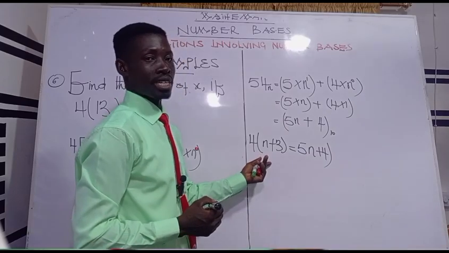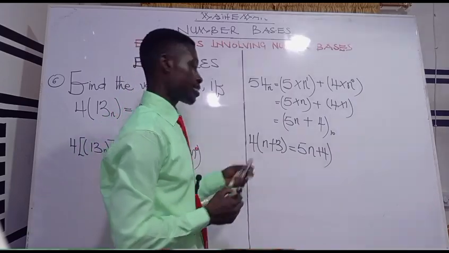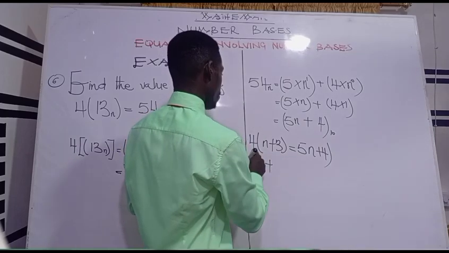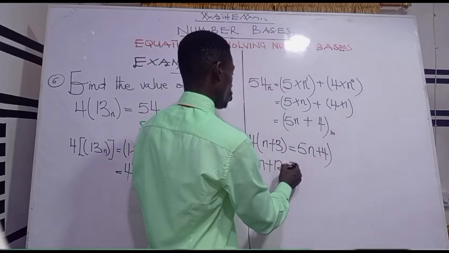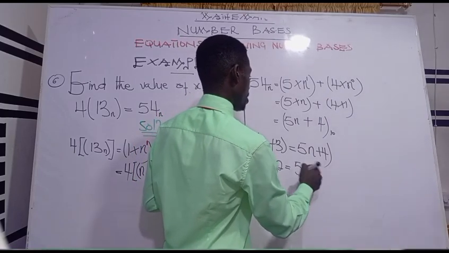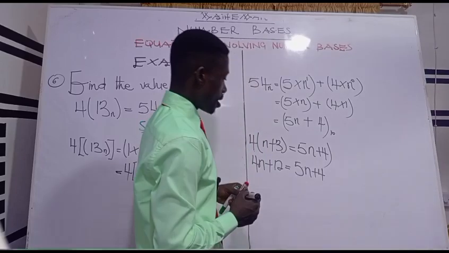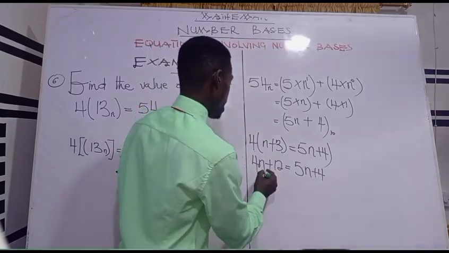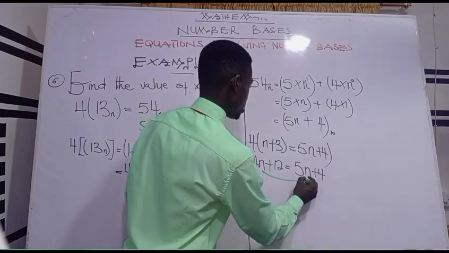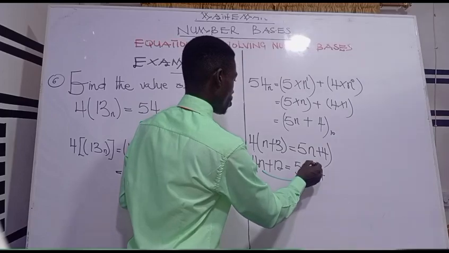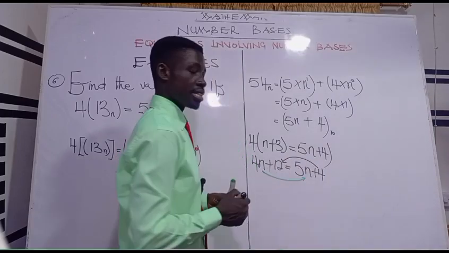So let's expand the bracket because all of them are in base 10, right? So we have 4 times n will give us 4n. 4 times 3 will give us 12. Then we have 5n plus what? 4. So let's group like terms, okay? So we can decide to bring the 4n to this side and then the 4 to this very side.